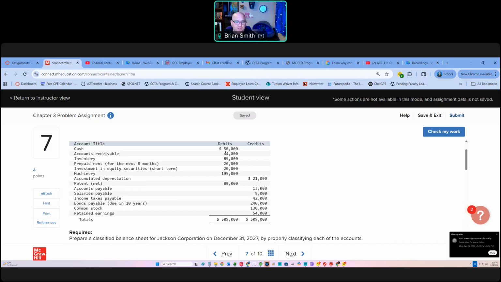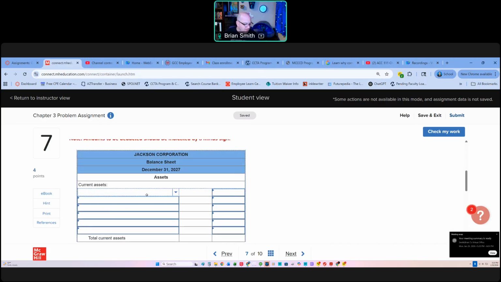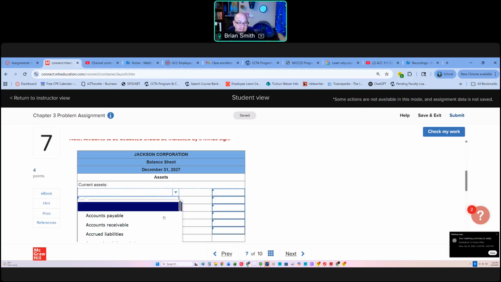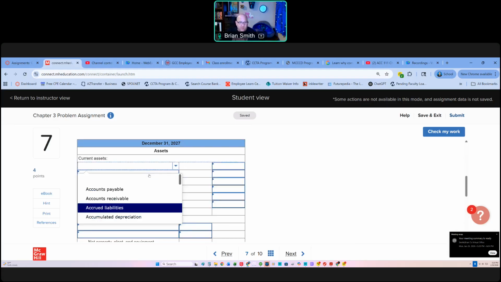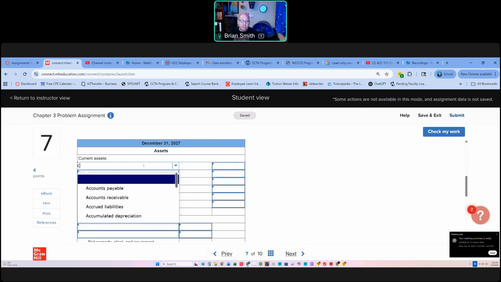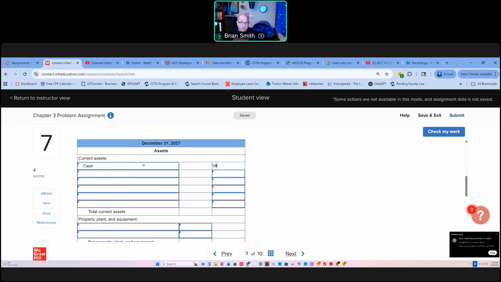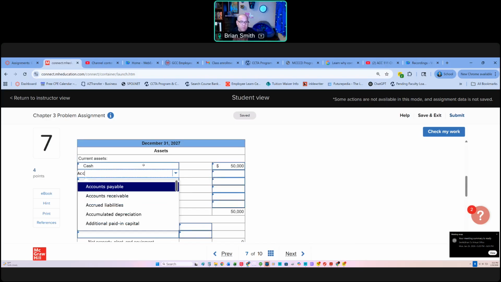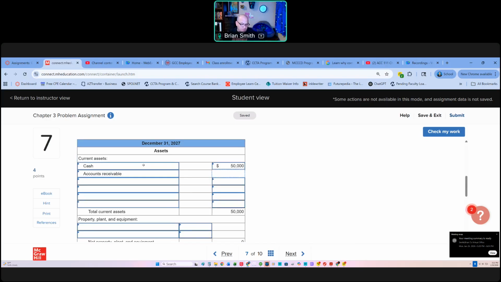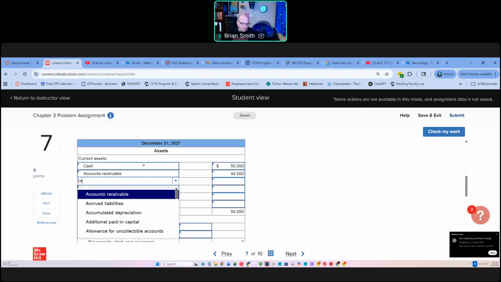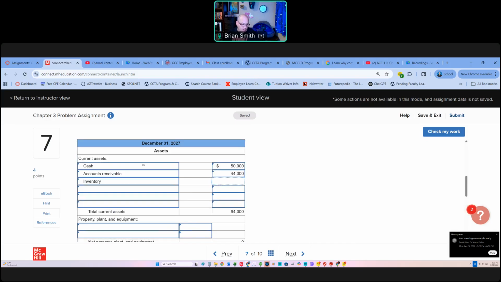Okay, so cash, 50,000. Let's go ahead and go down here. We're going to start with our current assets. All right, let's look here. We have cash. Since that is the post-closing trial balance, I'm going to type it in because it's just faster. Because it's the post-closing trial balance, they should be in correct order. So we have cash, that was 50,000. Then we have accounts receivable, that was 44,000. Then we have inventory for 85,000. Then I had prepaid rent for 26,000. That was for the next 8 months. So we are good there as a current asset.